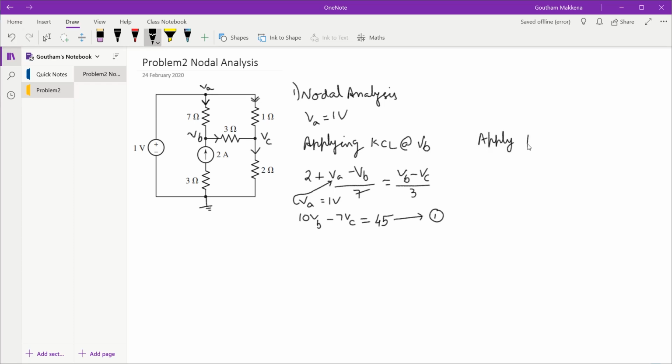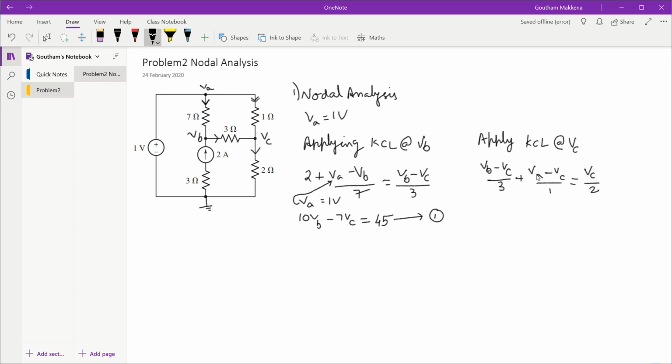Now I'll apply KCL at VC. Let us first see the entering currents at node VC. The current through the 3 ohm branch, VB minus VC by 3, is entering VC. This current as well is entering VC, which is VA minus VC by 1. We have only one leaving current at VC, the current through this 2 ohm branch, which is VC by 2. Plugging all this in, on the left hand side I write the entering currents: VB minus VC by 3, and VA minus VC by 1, equal to the leaving current VC by 2, that is VC minus 0 by 2.